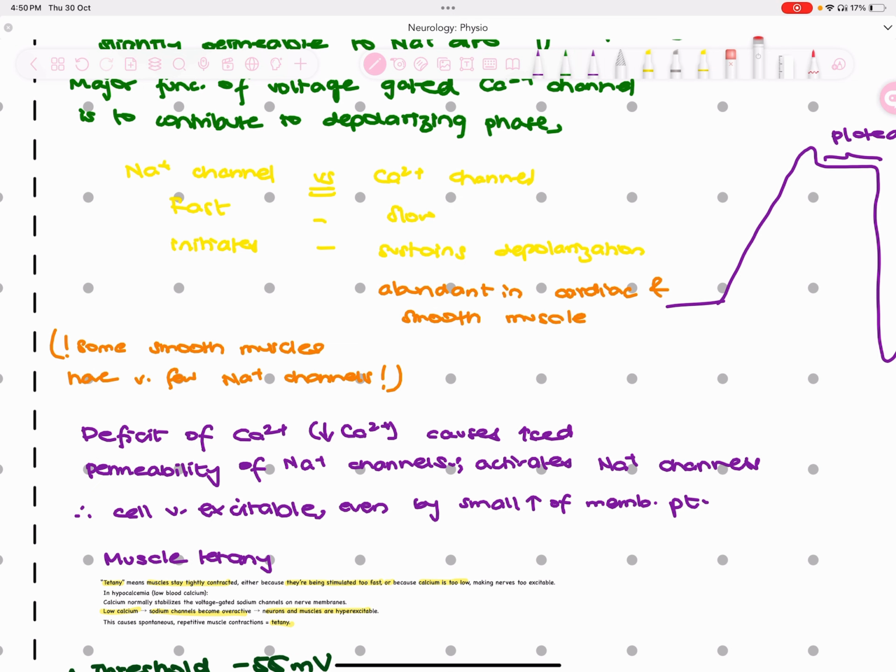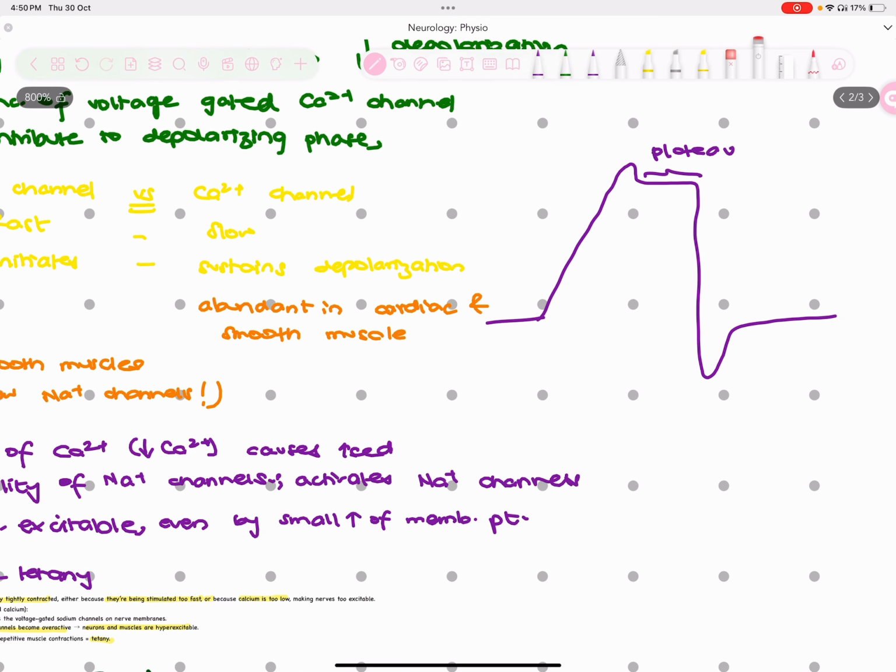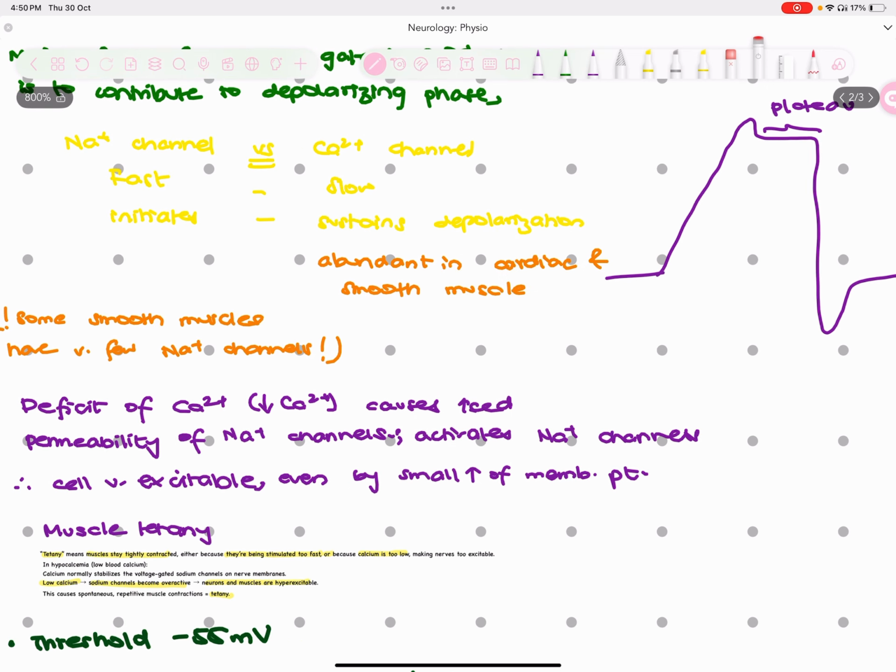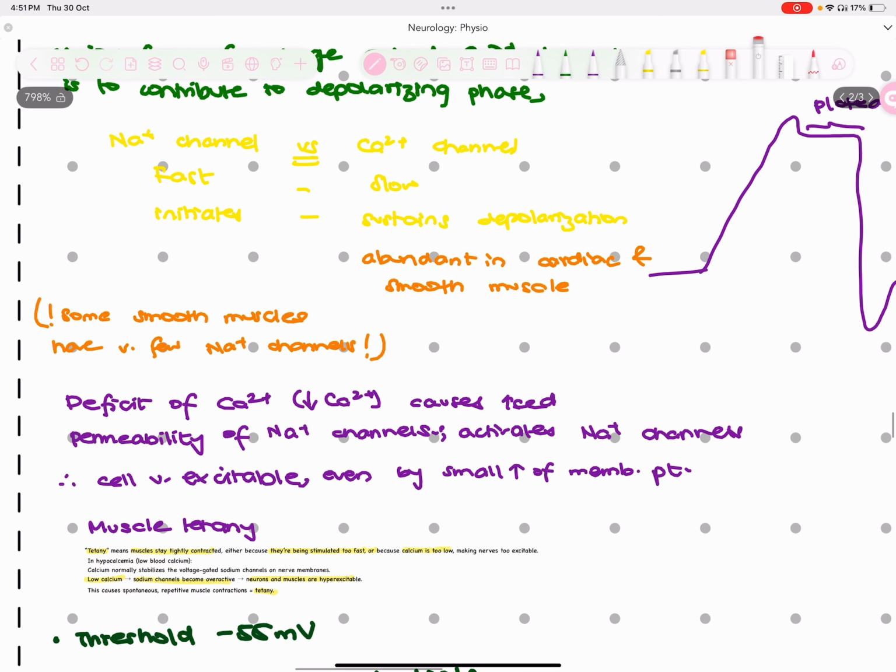sustained depolarization. Now, calcium channels are abundant in cardiac and smooth muscles, so they play a very important role there for sustained depolarization. Also, an important piece of information: there are a lot of smooth muscles that do have sodium channels, but very few in number. So in those smooth muscles, calcium channels play a very important role in producing action potential.